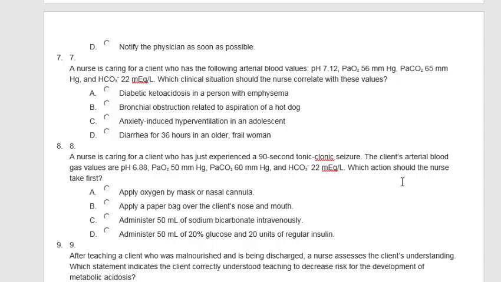Which action should the nurse take first? Airway, breathing, circulation, safety. So what do you do first? You're going to give that patient oxygen. He's got a low oxygen and a high CO2. You've got to give him some oxygen. Are you going to put the paper bag? No, he's going to breathe in more CO2 that way. Give bicarb IV maybe later, but first you're going to give that oxygen. And then glucose and insulin, no, that has to do with the high potassium. That's not going to help you.